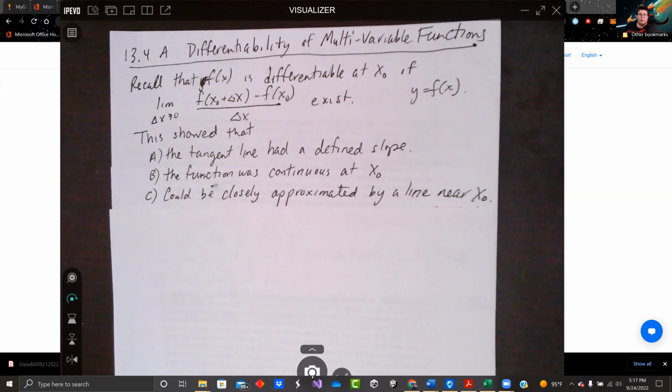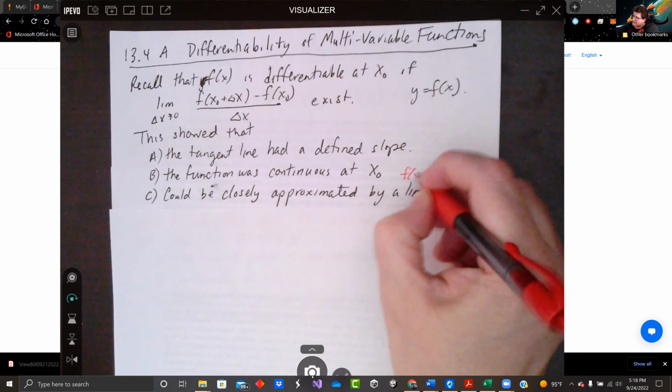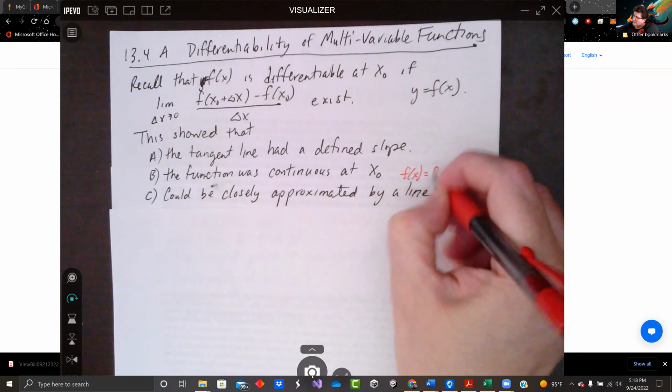I don't know if you all remember that. We're going to scale that up to multivariable functions, okay?